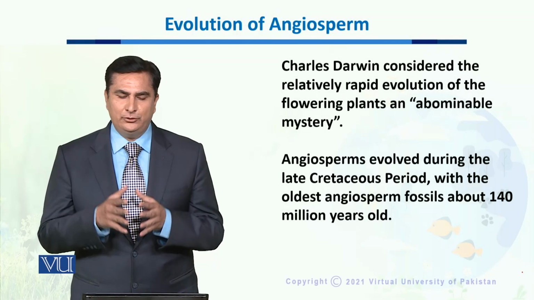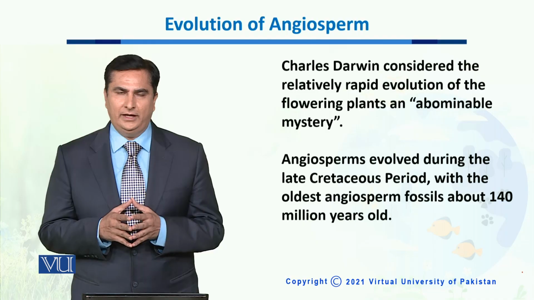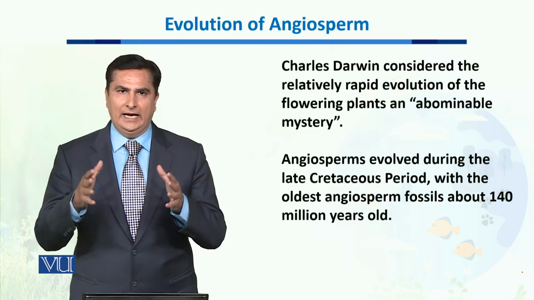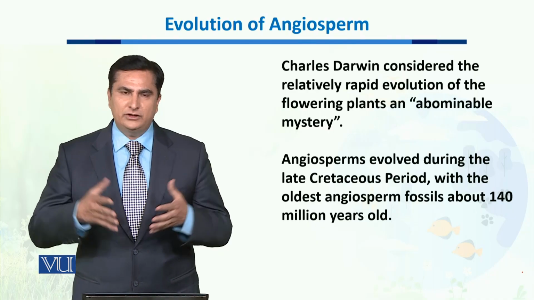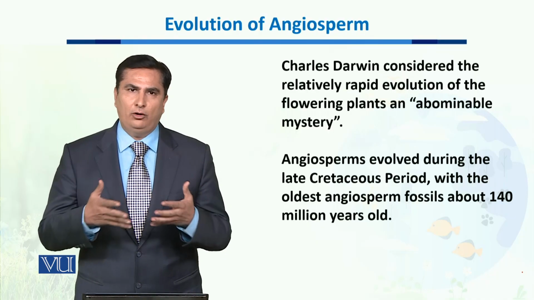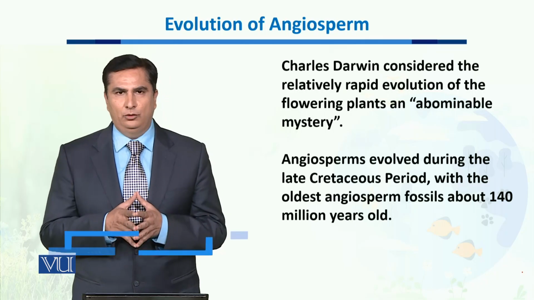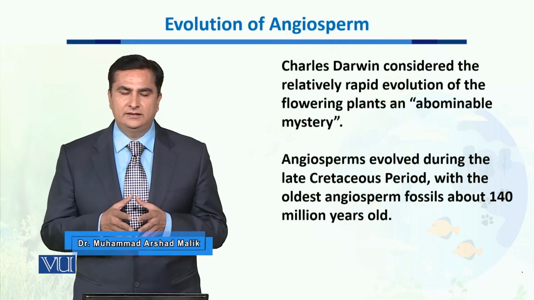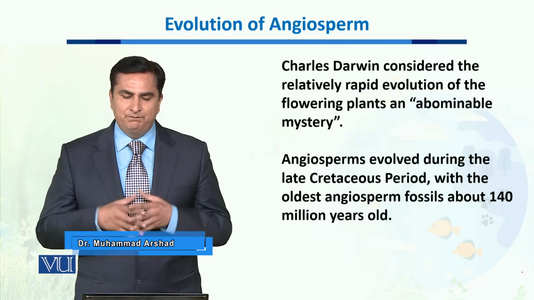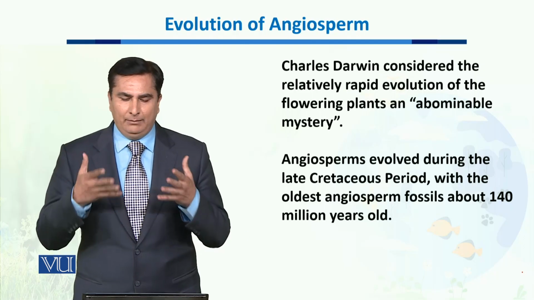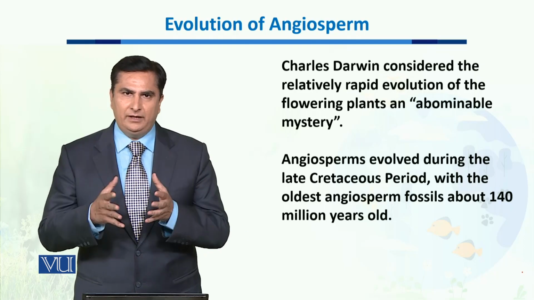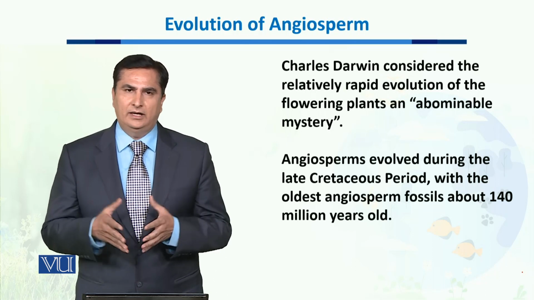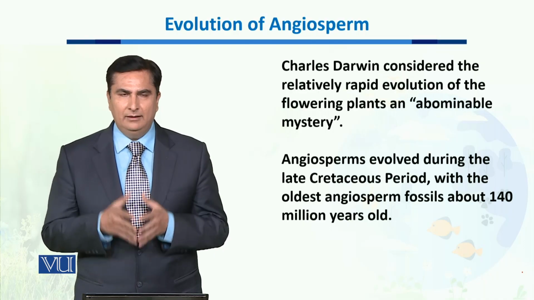Dear students, in this unit we will talk about the evolution of angiosperms. As angiosperms are the most successful of all land plants, their evolution is known as, you can call it a relatively rapid evolution, and that has surprised many people, including Charles Darwin, who considered it an abominable mystery. The rapid evolution of these angiospermic plants is considered by Charles Darwin as the abominable mystery.